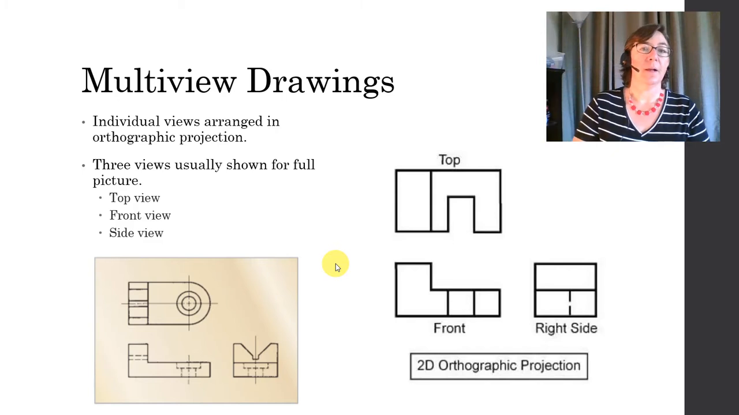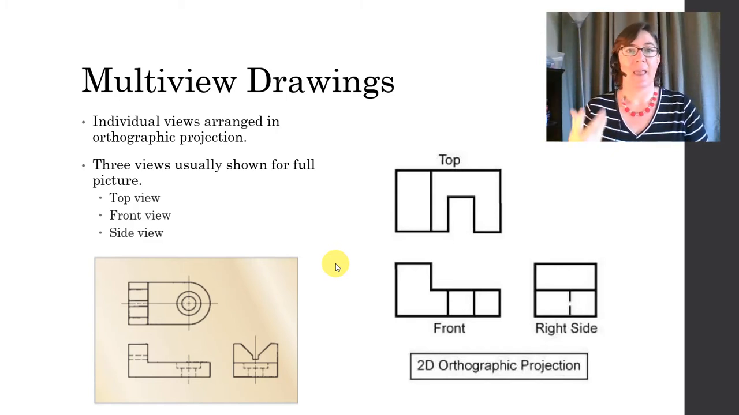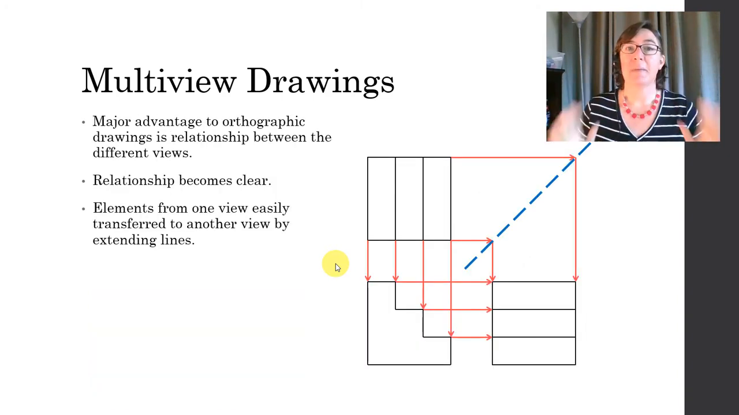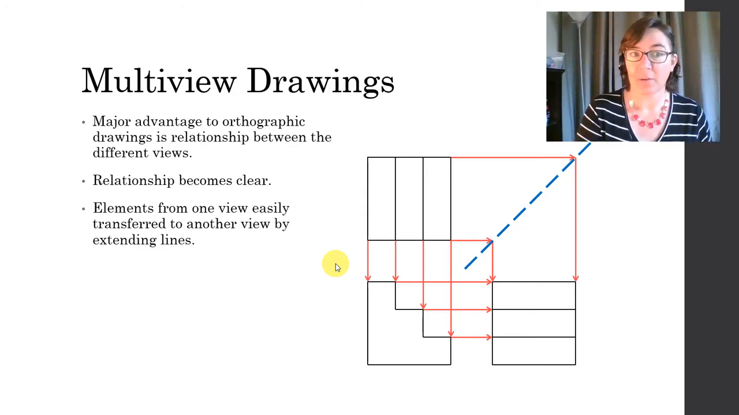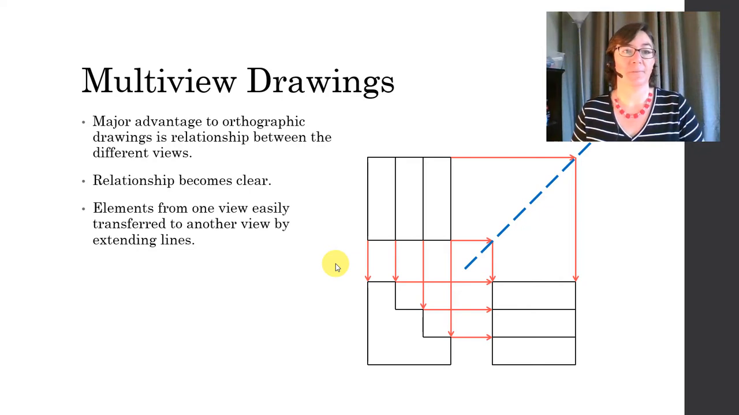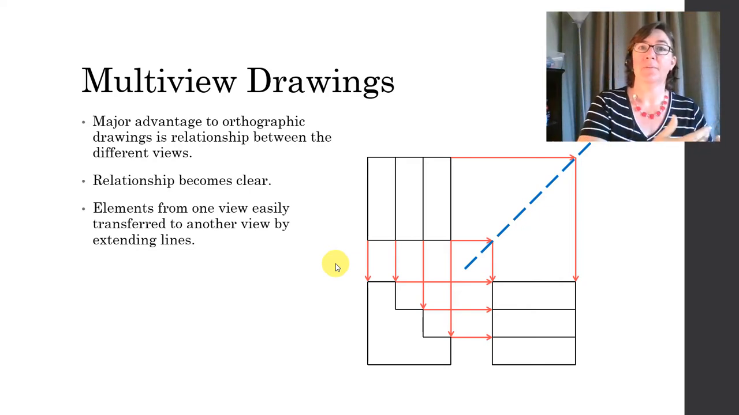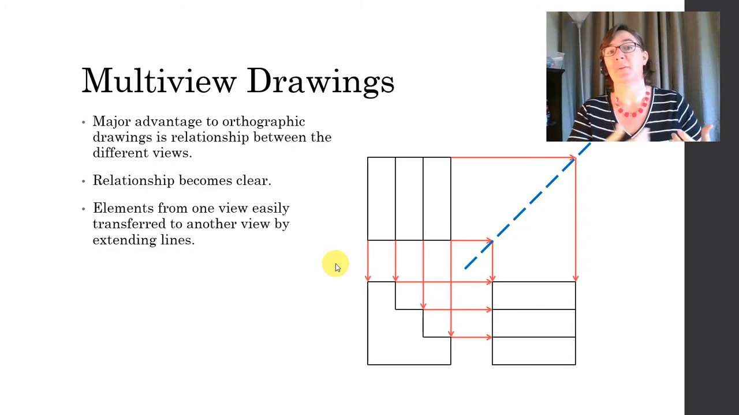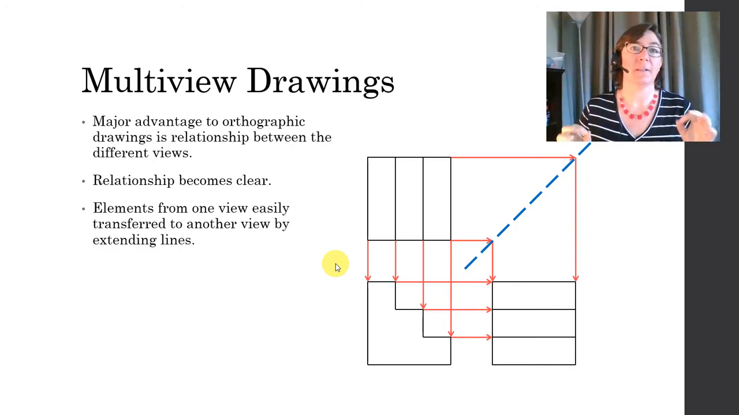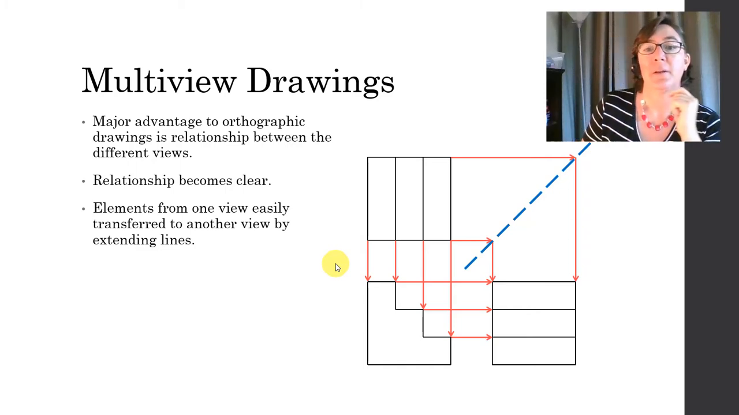Okay, so here are a couple of examples of a multi-view drawing showing three different views. There is a big advantage in laying out the drawing this way, all right? And there's a big advantage in orthographic drawings in general, and that is the relationship between the different views. Your views are the same scale, and if you align them on the page like we're showing, elements from one view are easily transferred to another view, and you can very easily see the relationships between these different elements on your object.